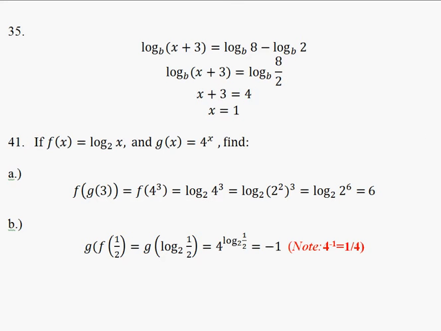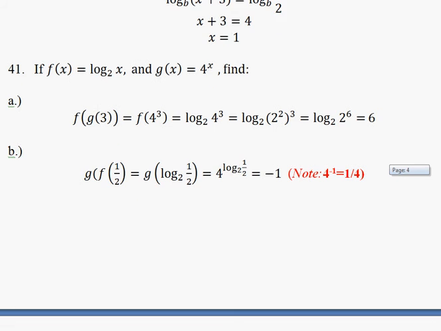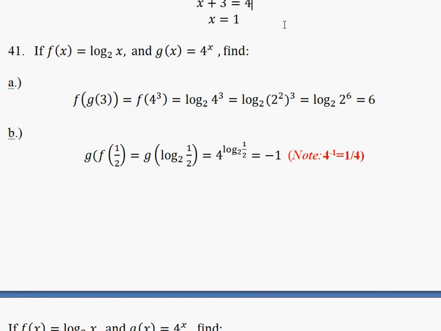Okay, now number 41 has some different parts to it. You're given that f of x is equal to log base 2 of x and g of x is equal to 4 to the x. First of all, find f of g of 3. Well, first you have to find g of 3. So you put 3 in for x in the g function, and you get 4 to the third. Now you plug that in for x in the f function, so f of 4 to the third is equal to log base 2 of 4 to the third.